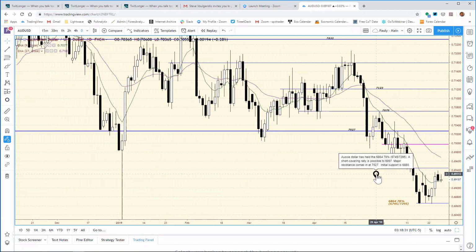So going to the Aussie dollar. The Aussie dollar has held the 68.64, which is 78%. A short covering rally is possible to 69.97. Major resistance comes in at 70.27. Initial support is 68.80. Well, we're not getting too much of a pop on the iron ore issue.